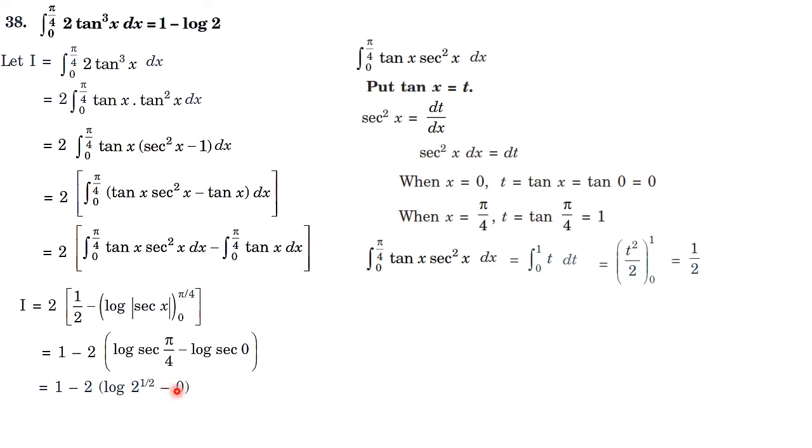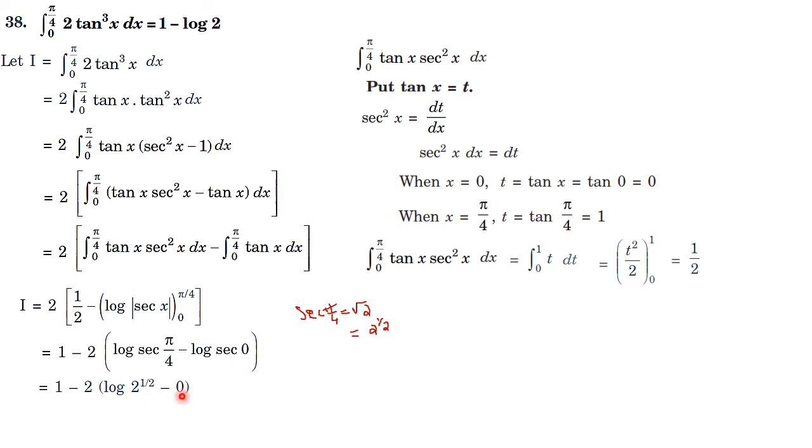How did we get 2 power 1 by 2? Sec pi by 4, when we do the calculation, comes as root 2. Root 2 we can write as 2 power 1 by 2. So that's what is written here. The log term changed as 2 power 1 by 2, minus log sec 0. Sec 0 is 1.